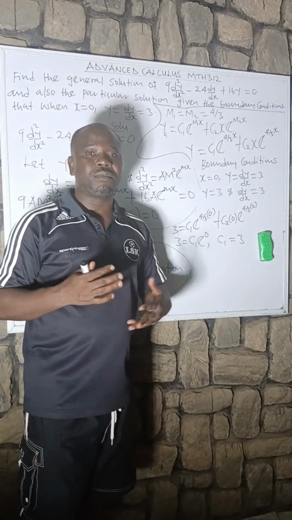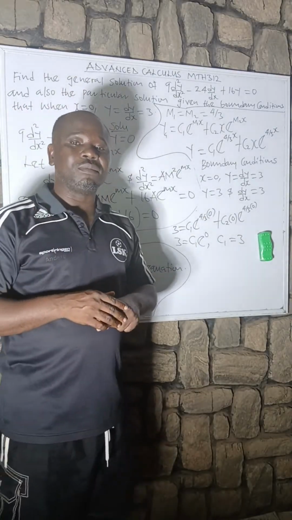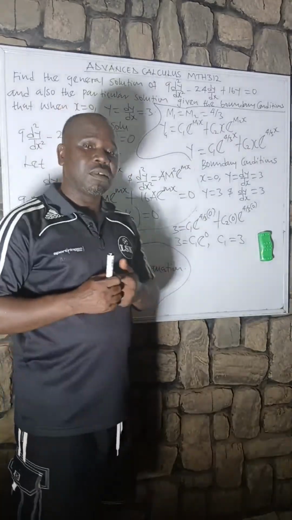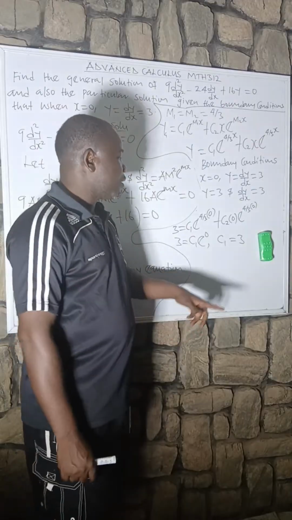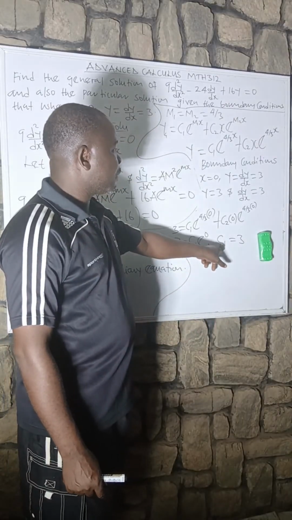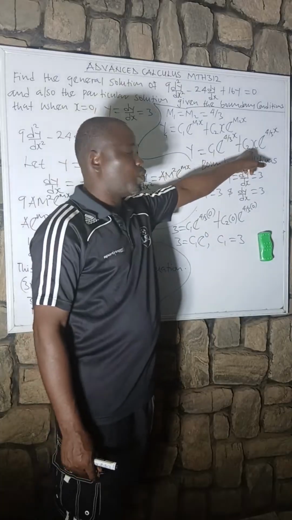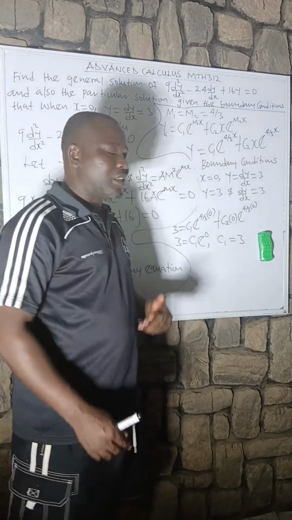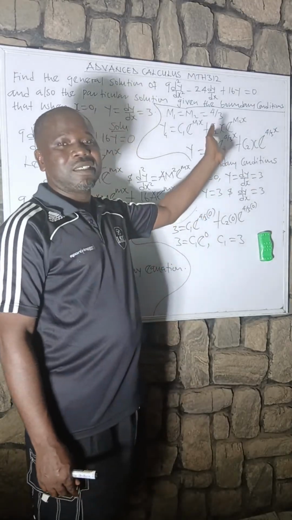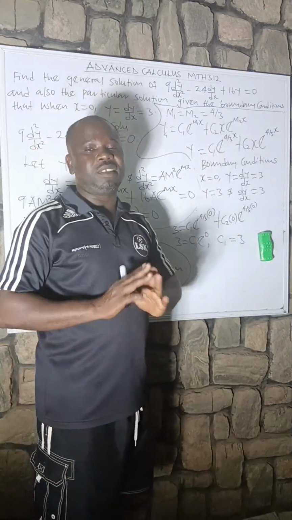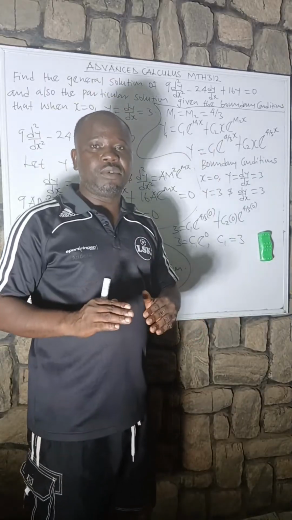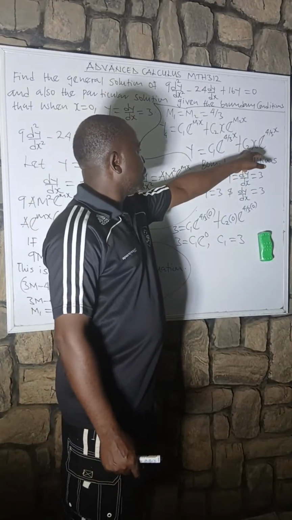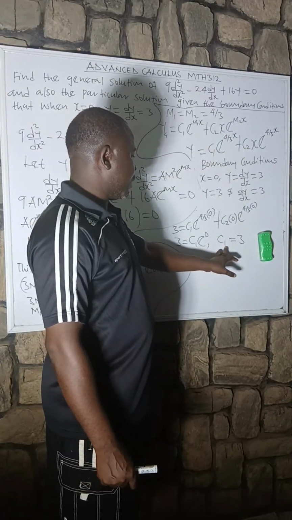Then now, the reason why we are doing all this is for us to obtain the particular solution. How are you going to know that this is a particular solution? It means we are to find these unknowns, C1 and C2. Then after finding C1 and C2, we substitute them back into the general solution. That is your particular solution. Do you agree with me? Are you following?